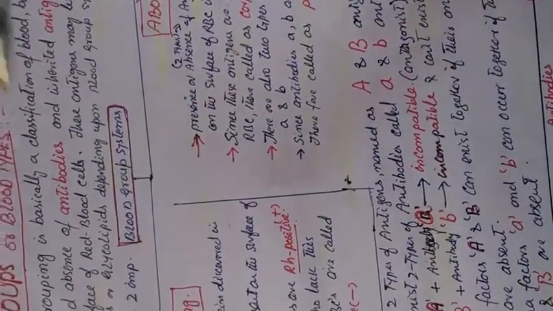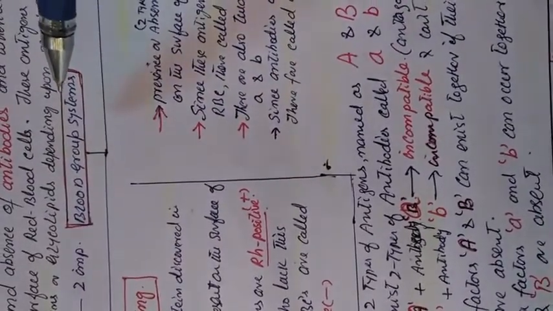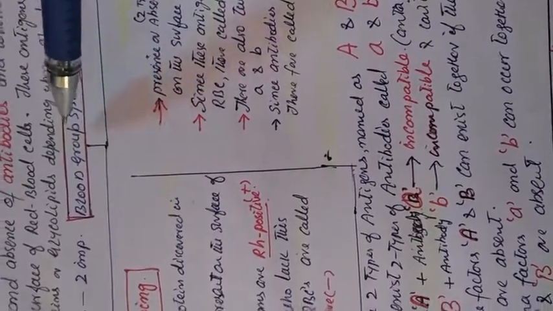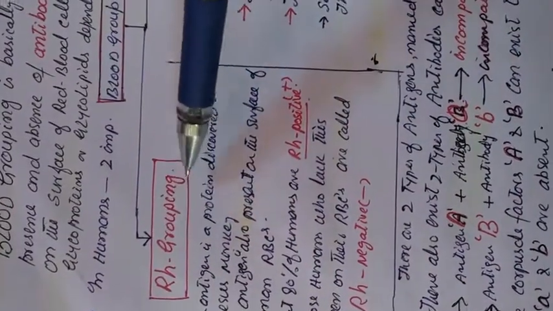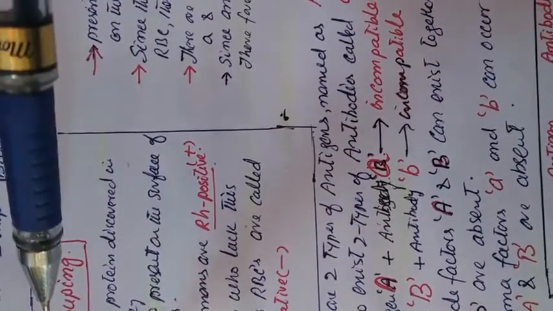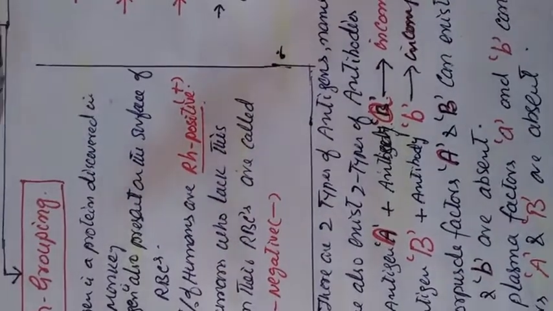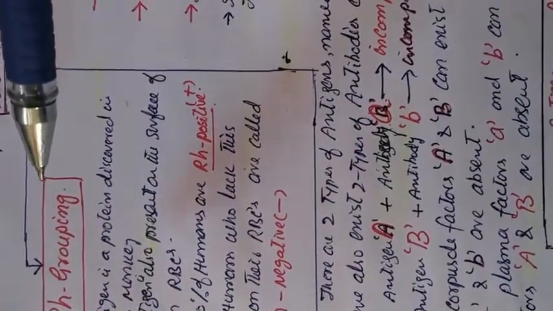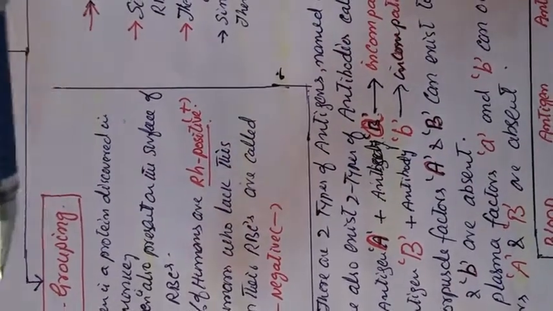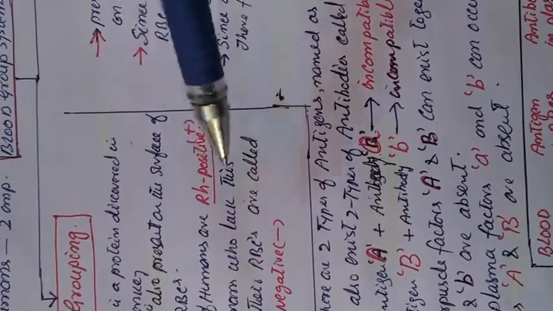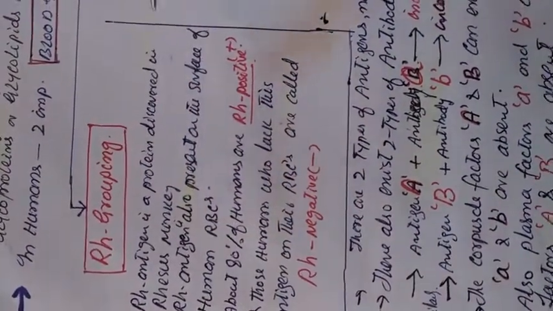In humans, there are two types of blood group systems. Number first is the Rh grouping, and number second is ABO blood grouping. So far as the Rh grouping is concerned, Rh is basically an antigen, known as Rh antigen. It is a protein which was initially discovered in rhesus monkeys. This Rh antigen is also present on the surface of human red blood cells.